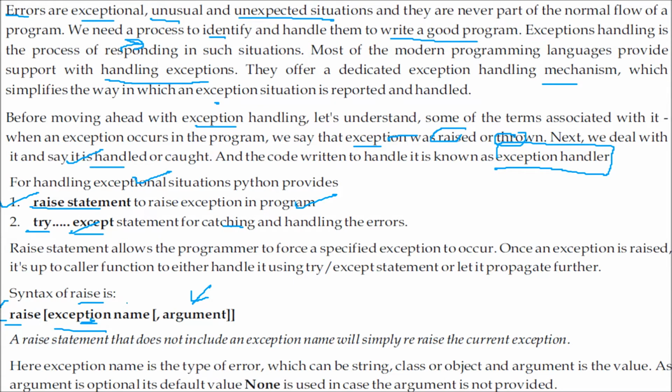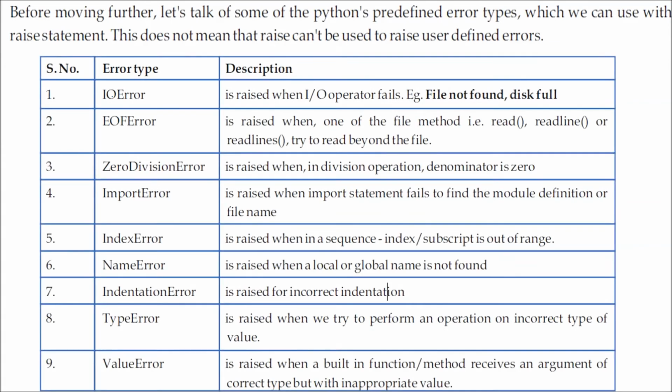The exception name is the type of error, which can be a string, a class, or an object. The argument is basically optional. Its default value is None, and it is used in case the argument is not provided. Let's talk about some of Python's predefined error types which we can use with the raise statement. This does not mean that raise can't be used to raise user-defined errors. It can be used for this also.